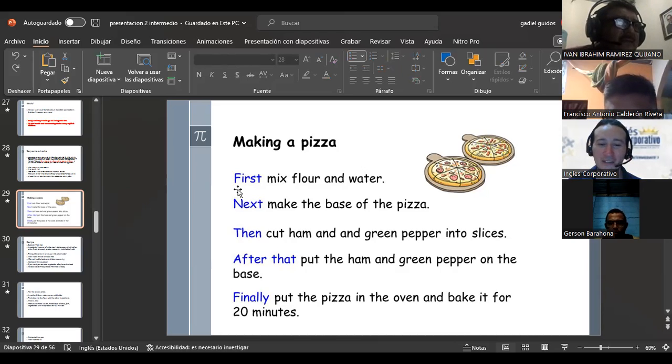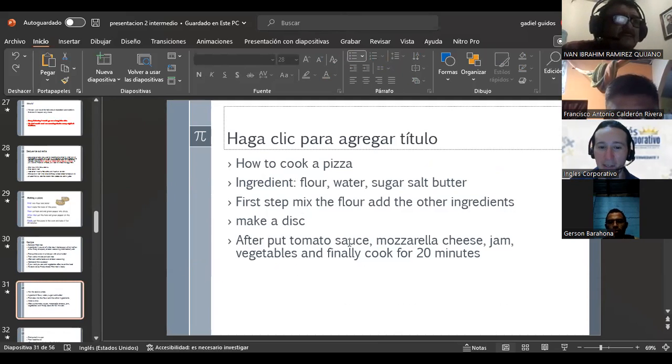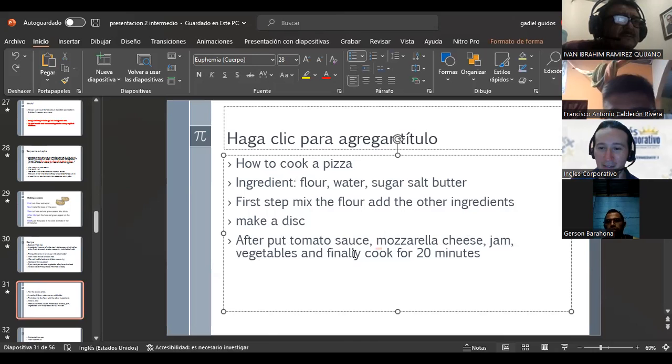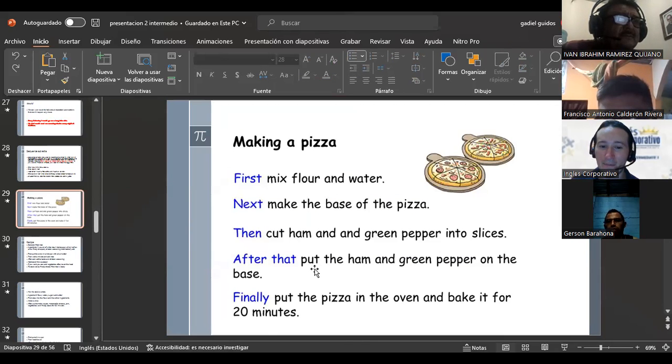Ramirez. Entonces, first mix flour and water. Okay, that's the first step. Then it says next make the base of the pizza. Okay, the base. You can say it that way too. That would be another option. And then it says cut ham and green pepper into slices. Okay, this is a pizza that has green pepper and ham, okay? But it can be other ingredients, right? Like Mr. Ramirez said, other ingredients like tomato sauce, the mozzarella cheese, ham, and vegetables, okay? So it depends. Then it says, after that, put the ham and green pepper on the base. And finally, put the pizza in the oven and bake it for 20 minutes, okay?